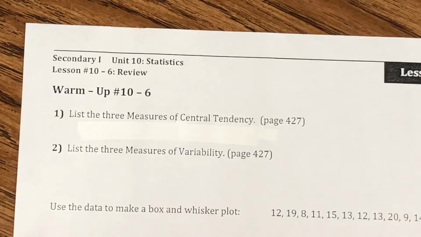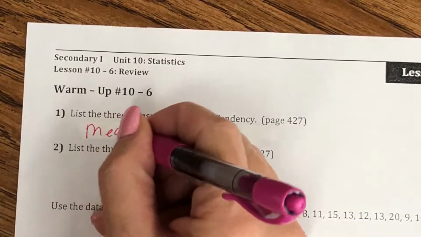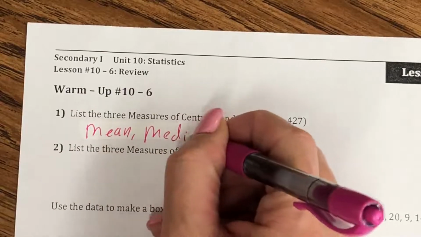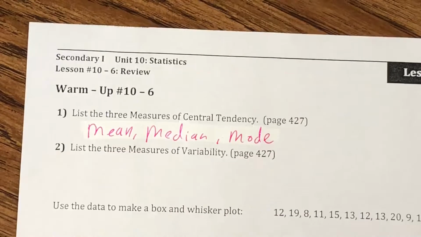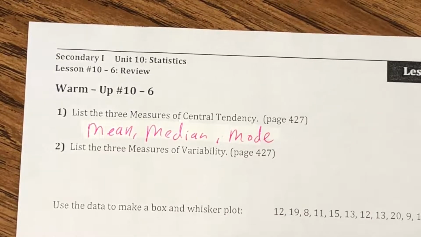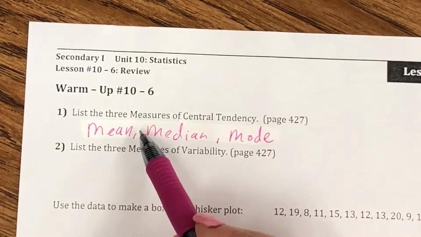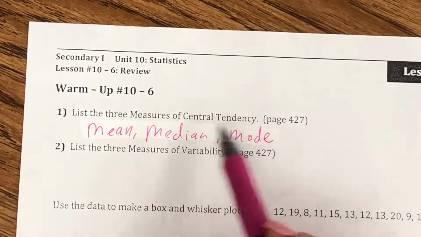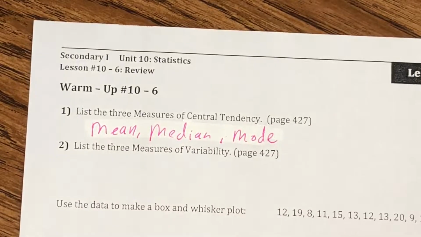Number 1, list the 3 measures of central tendency. Those 3 measures of central tendency are found on page 427 and are the mean, median, and mode. The measures of central tendency are referred to as the average. Usually, when people say the average, they think of the mean, but all 3 of these can be referred to as the average.